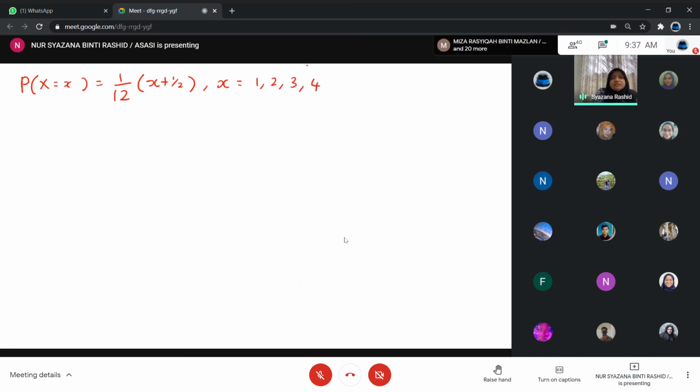Okay. So bila nak construct table, terpulang dekat you nak buat horizontal ataupun vertical. Okay, tak kisah. So I buat X dulu. I buat vertical. Okay, and then second column. Okay, yang ni you kena masukkan. You kena masukkan 1 dalam ni. So 1 plus half divide by 12. 1/8. Okay, and then you substitute 2. Okay, substitute 3. Substitute 4.